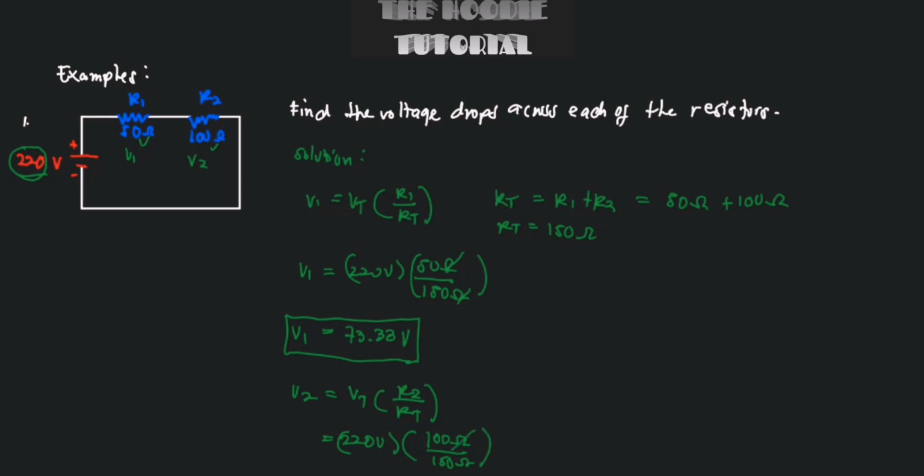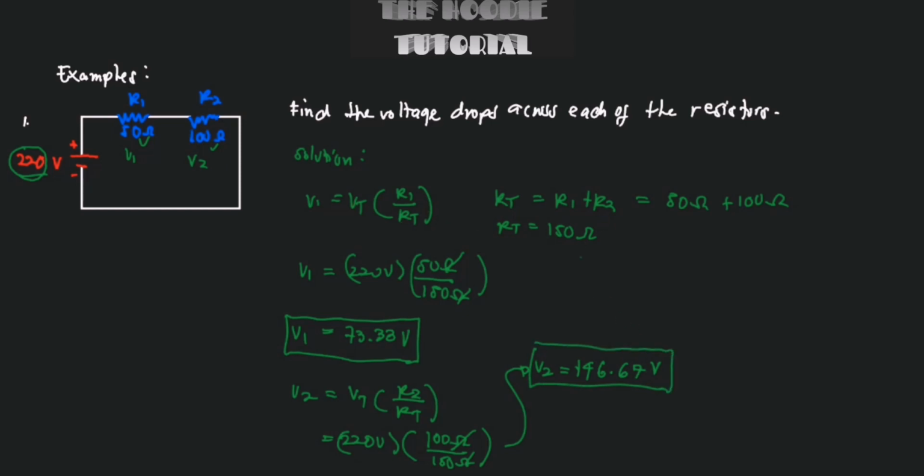So we can cancel ohms. Therefore, our V2 is just equal to 146.67 volts. So we have now V1 and V2, and we can check if these two are correct.